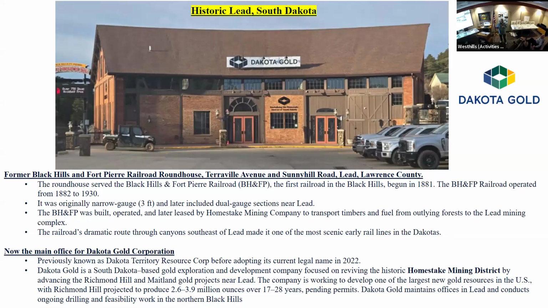died as a result of an accident, got an infection in his leg, and they called it gangrene, but it was sepsis, infection. But that roundhouse was used up in Lead as goods and services were brought up from Rapid City and other areas to the south and east, up to the mines and out again.